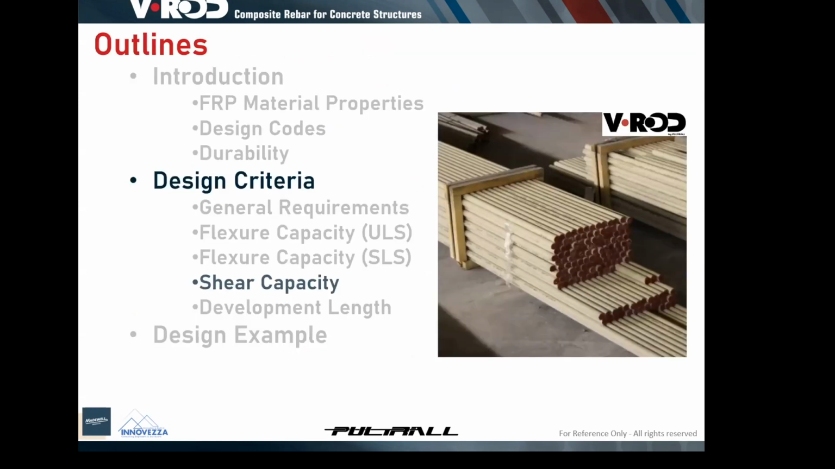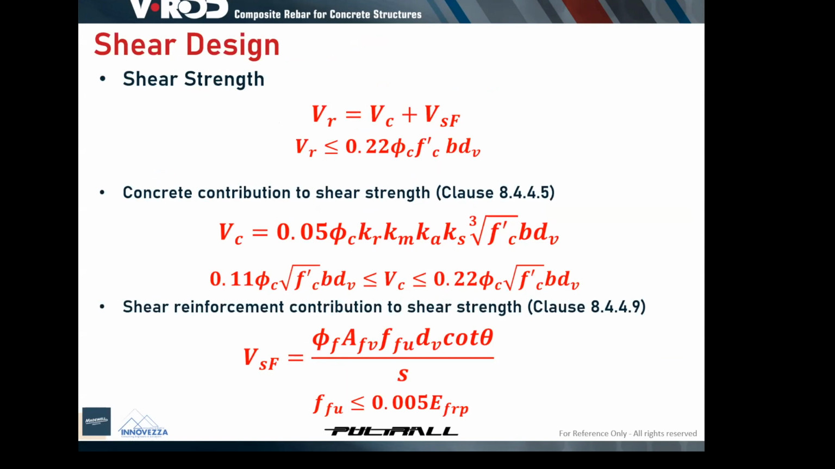Shear capacity. Again, we have the same shear strength as for steel reinforced elements. The Vr, the shear strength, is equal to the summation of Vc plus Vf, where Vc is the concrete contribution to the shear strength, and Vf is the shear reinforcement contribution to the shear strength. However, the S806 specifies that this Vr should be less than or equal to this equation here. So we have this equation to calculate the Vc, the concrete contribution to the shear strength.